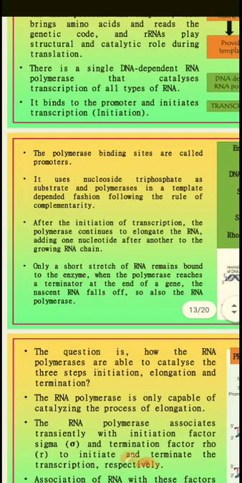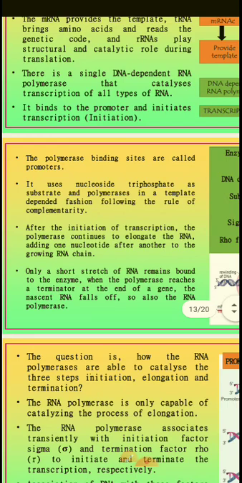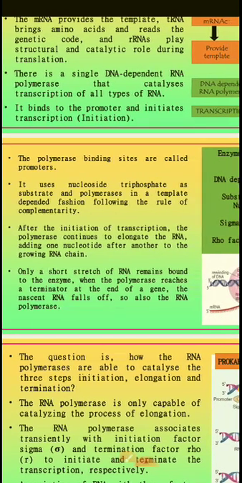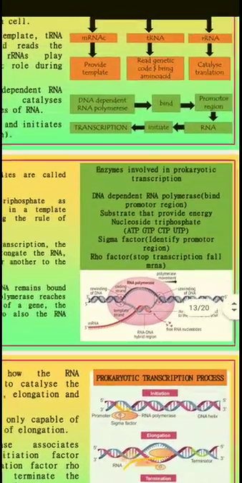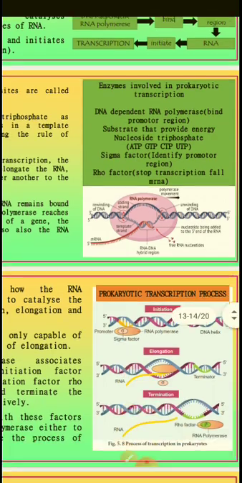RNA polymerase uses nucleoside triphosphates as substrate in a template-dependent fashion, following the rule of complementarity. Only a short stretch of the RNA remains bound to the enzyme. See here, the enzyme involved in prokaryotic transcription is DNA-dependent RNA polymerase. So ATP, GTP, and so on. This is the GTP, ATP. So the nucleotides will be added following that.